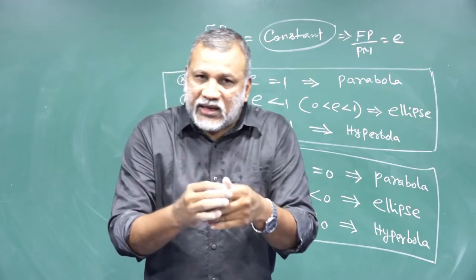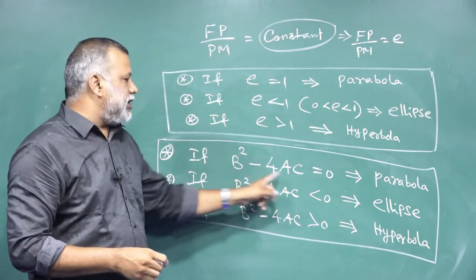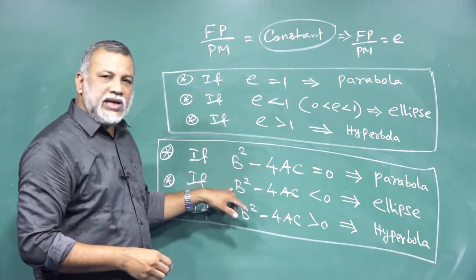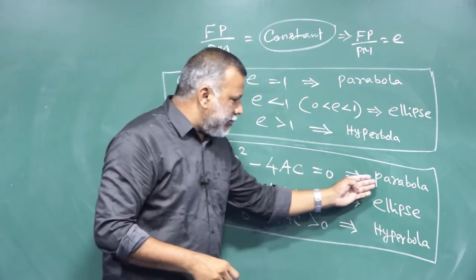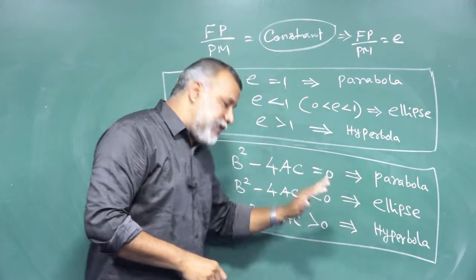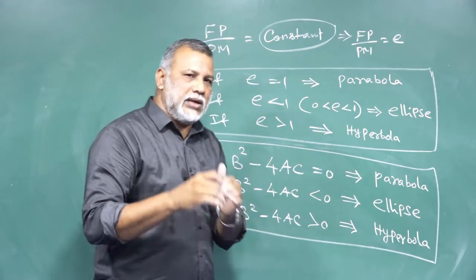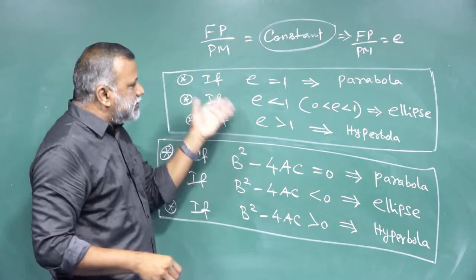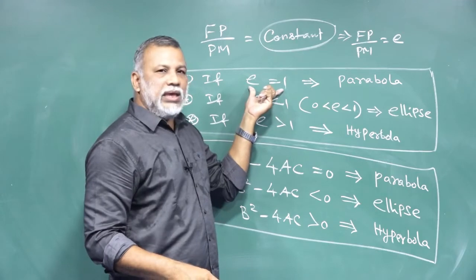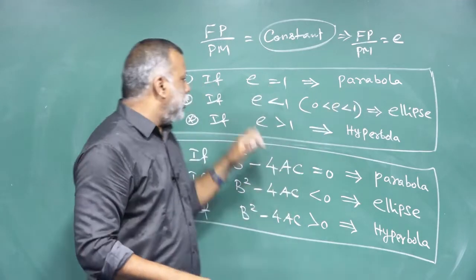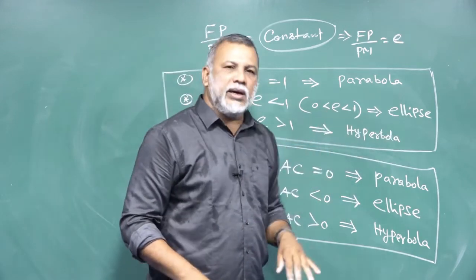That general second degree equation denotes a parabola if it satisfies the condition b² - 4ac = 0. If b² - 4ac < 0, it is an ellipse, and if b² - 4ac > 0, it is a hyperbola. We already discussed the circle, which is a different topic. In terms of eccentricity, which is a constant: if E = 1, it denotes a parabola; E < 1, it must be an ellipse; E > 1, it must be a hyperbola.